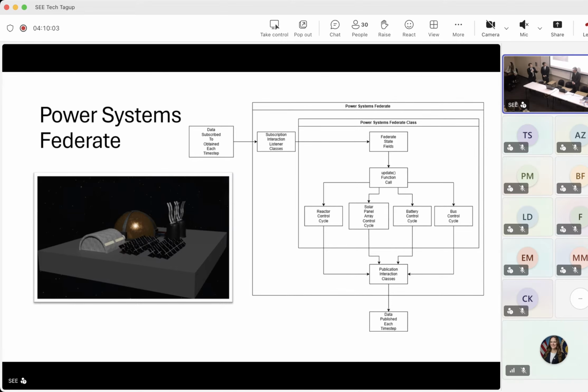This information will then be pushed to the update function call, which houses the 4 control cycles of the reactor, the solar panel array, the battery, and the bus. These will each perform some calculations using these values before packaging any necessary information into the needed publication interaction classes, and then publishing this information to the rest of the simulation. Next slide, please.